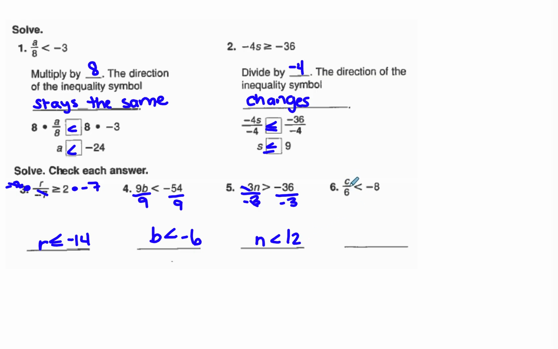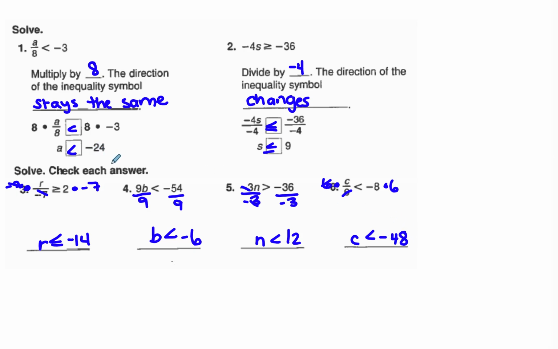And here c divided by 6 is less than negative 8. If I need to cancel out division, I use multiplication. I'm going to multiply by a positive 6. When I multiply by a positive number, the inequality sign is going to stay the same. 6 divided by 6 gives us c. Still is a less than sign. Negative 8 times 6 is negative 48.